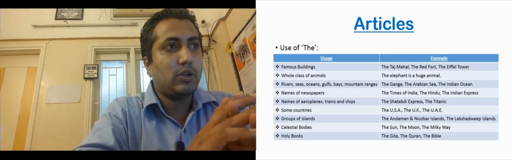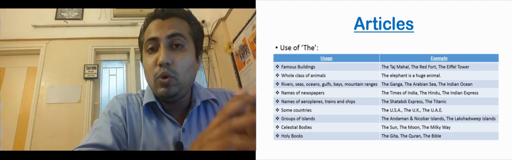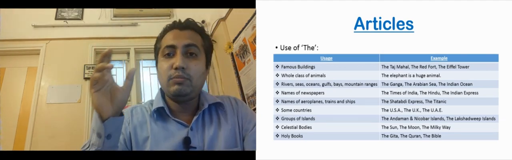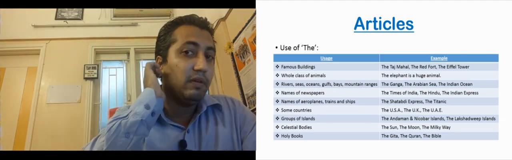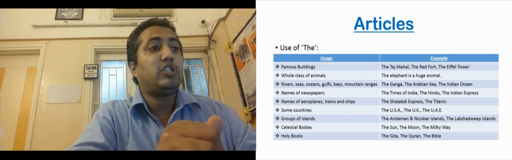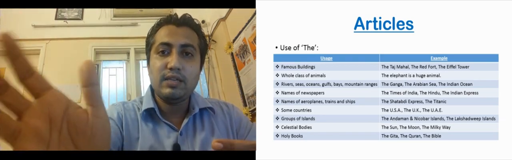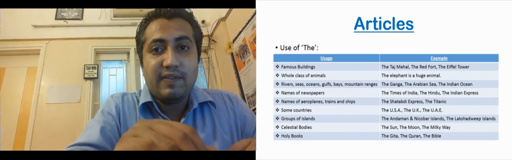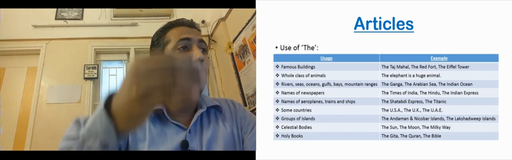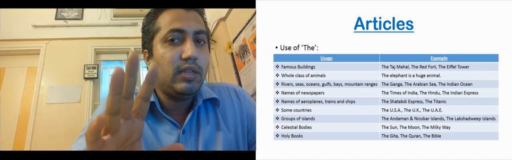Okay, then names of newspapers, the Times of India, the Hindu, the Indian Express, isn't it? So whenever we are telling the names of newspapers, उसके पहले भी we will use the. Then names of aeroplanes, trains and ships, the Shatabdi Express, the Titanic, the Lufthansa, isn't it? The Boeing 707. So whenever we are telling the name of an aeroplane or a train or a ship का नाम लेते हैं, उनका particular नाम है, उसके पहले भी we will use the.